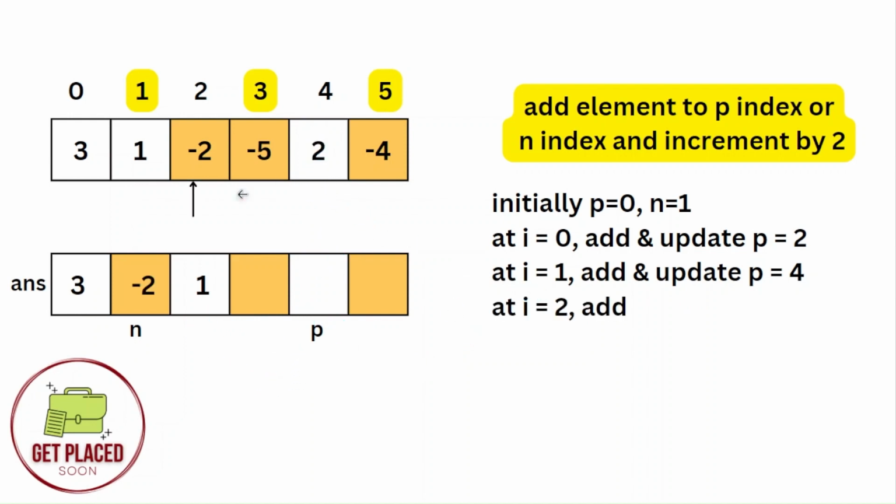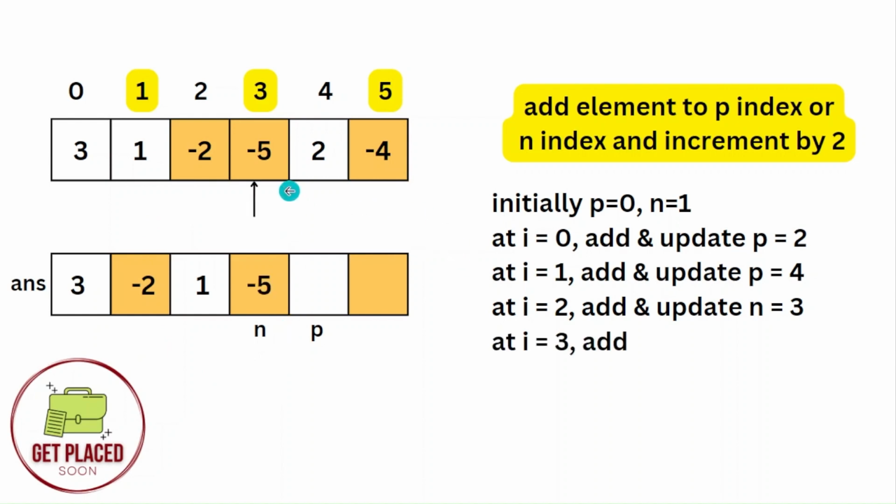Now moving ahead, at i equals 2 iteration, we finally found the negative element. Now this negative element should be added to the n value, negative index. By default, it is at index 1. So we'll add this -2 here. After adding, we will increment the negative index also by 2. So after incrementing, n equals 1 becomes n equals 3.